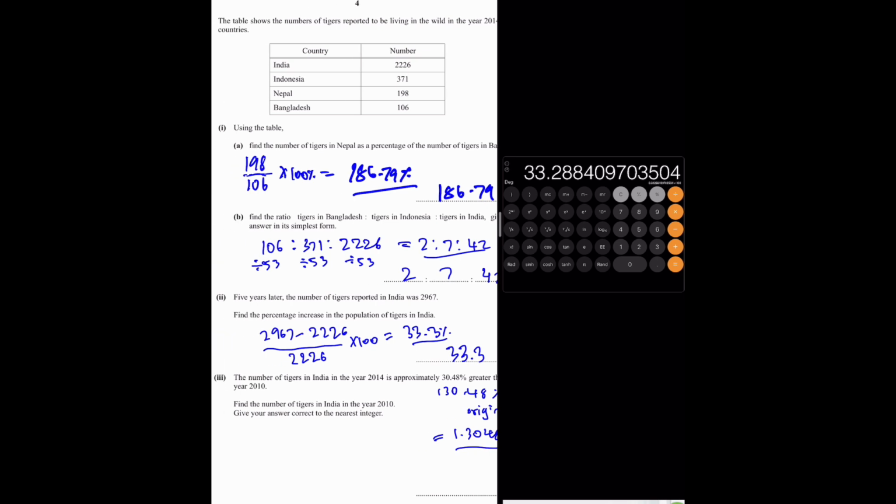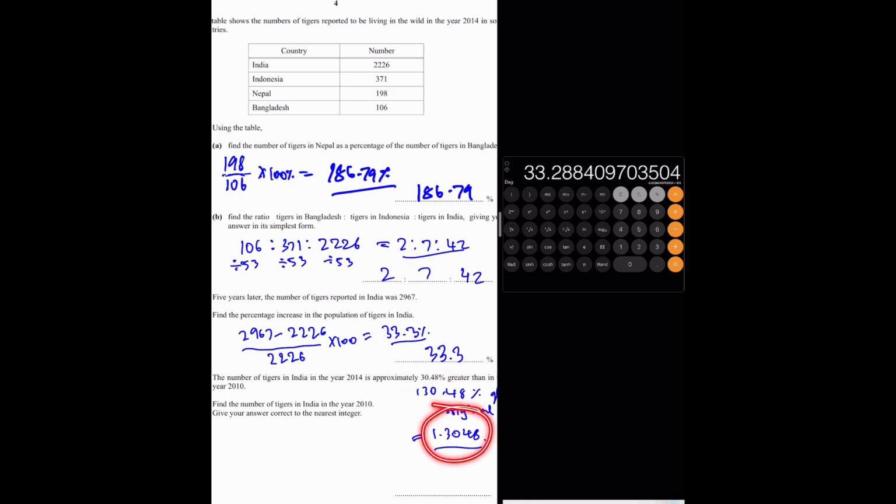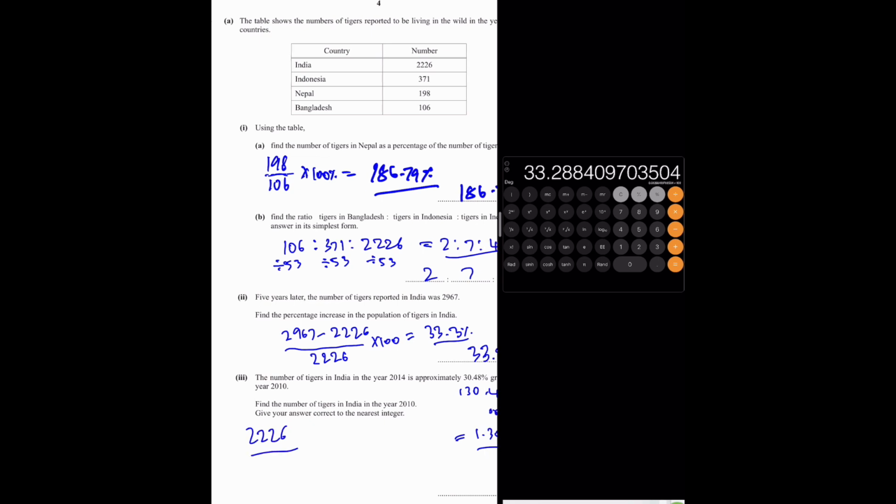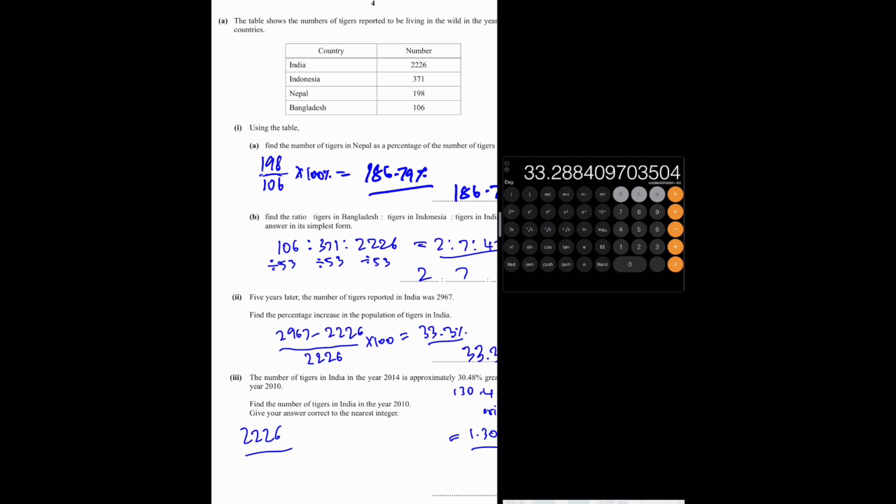Because the original is 100%. And 30.48% greater is just adding up. So we get this as a percentage. And as a value or a decimal, it's 1.3048. Now the number of tigers in 2010 is going to be the value in 2014, which is 2226, given by the table. So 2226 divided by the value we found just now, 1.3048.